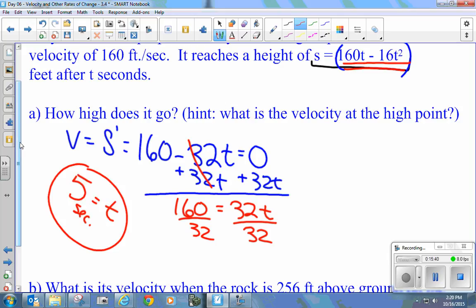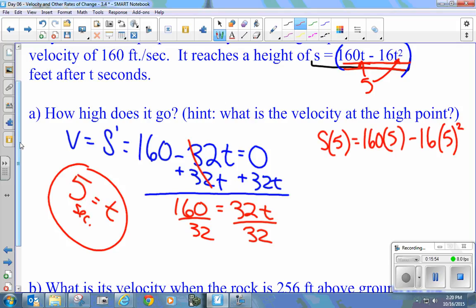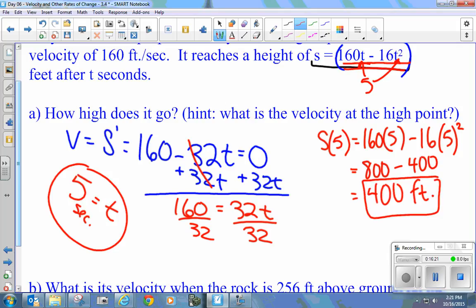So I can just put my 5 into here and into here. So my position at 5 seconds is the high point. That's 160 times 5 minus 16 times 5 squared. What do we got? That's 800 minus 16 times 25, is that 400? Want to check me? Something like that. Thank you for having confidence. It's 400? So what is the high point? 400. And yes, that's feet. 400 feet, because we are using feet per second.